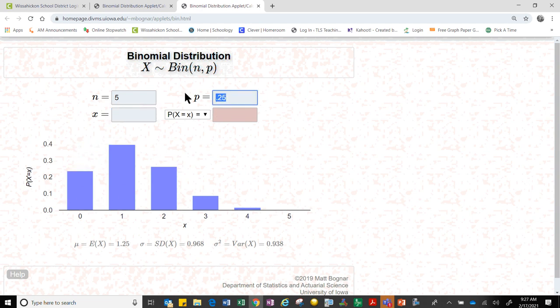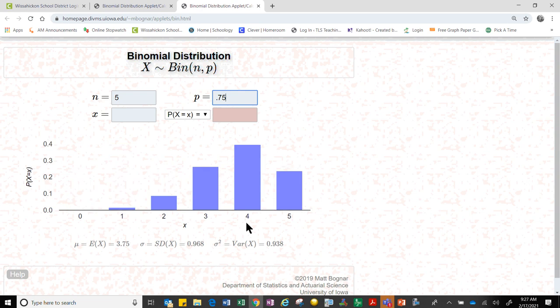Well, what if I now make it a 75% chance of success? So this is now, I'm still having 5 kids in the family, and there's a 75% chance that each kid has type O blood. Well, if there's a 75% chance, doesn't it make sense that I would have probably more kids with type O blood in general? Watch what happens. This whole distribution kind of shifts.